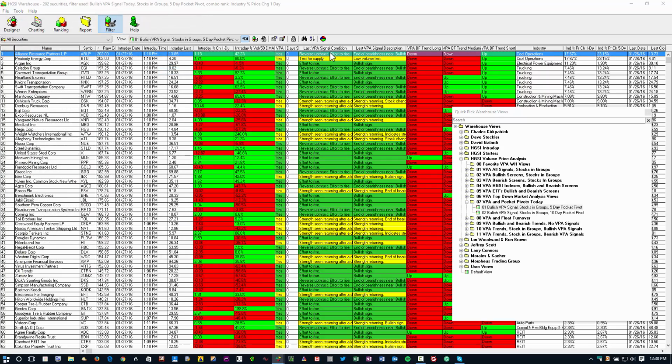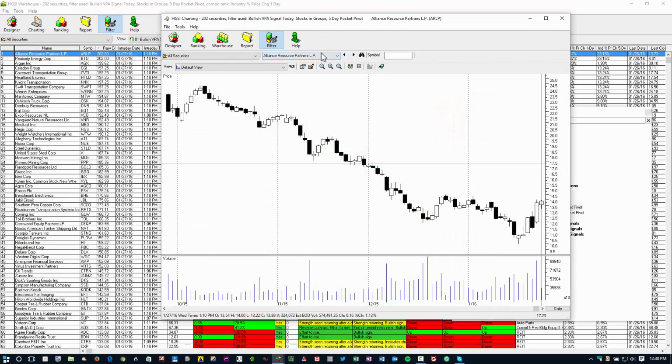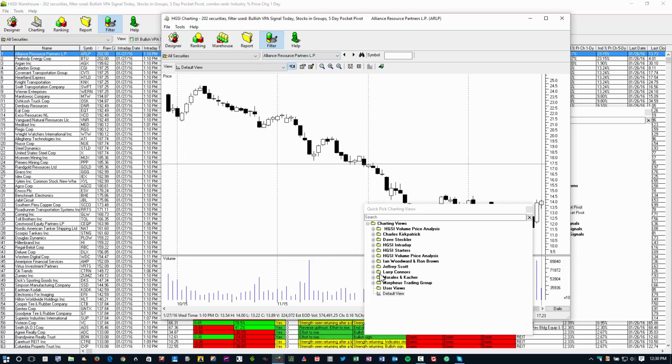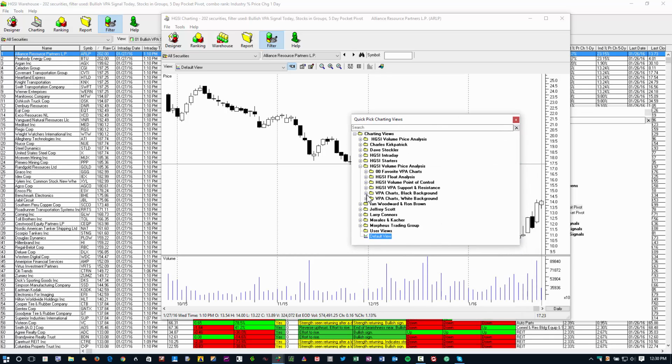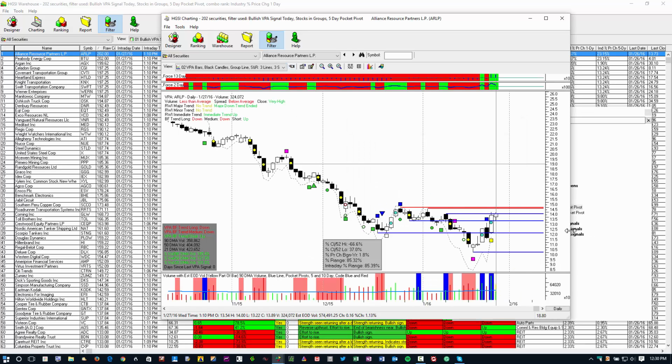I'll just bring up a chart here. I need to get a VPA chart in here. So let's go into the white background chart. I'll use the one with support and resistance. And you can see that yesterday, remember I am doing this intraday, so there is follow through today right there. But here is the pocket pivot from yesterday, and here is the signal yesterday, effort to rise, and it looks like this stock wants to go higher.